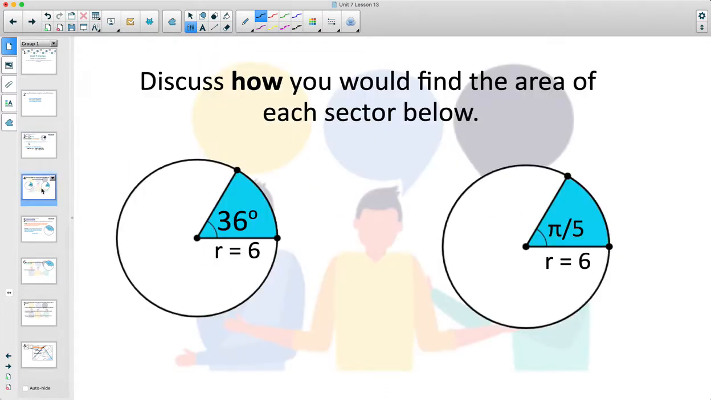All right, so I want you to sit and think for a minute about how you would find the area of each of these 2 sectors. I don't need you to actually calculate the area of each sector, but I would like for you to talk through how you would go about it. So how would we find the area of each of these sectors? Once you've talked it through, come back to the video.